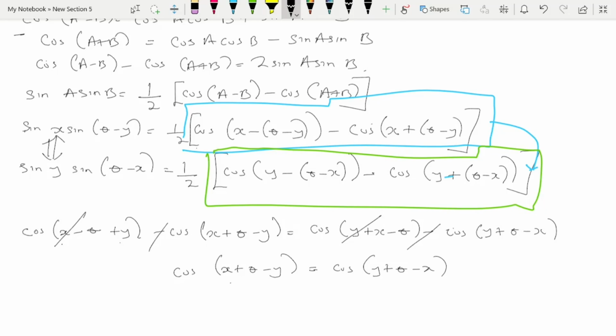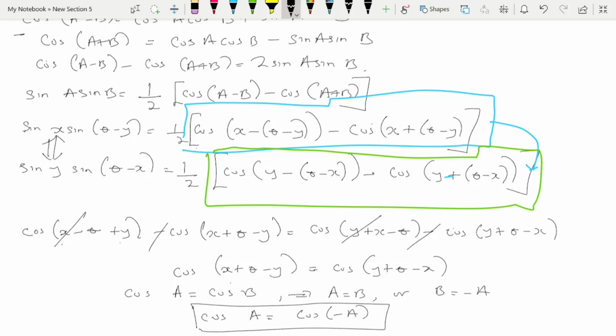So these two being the same thing means, if you can recall, that cosine is an even function, right? So we know that if you have cos A equal to cos B, then either A is equal to B or B is equal to minus A, because the second case follows from the fact that cos A equals cos of minus A. I think this identity is well known. Cosine being an even function, so I can use that.